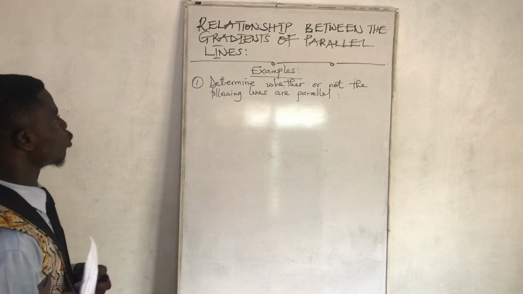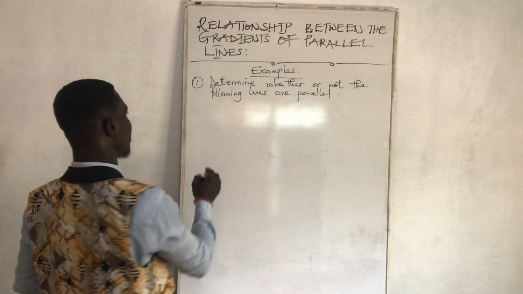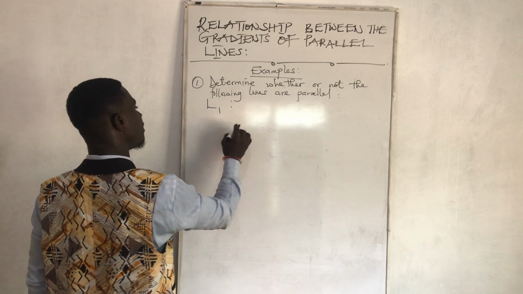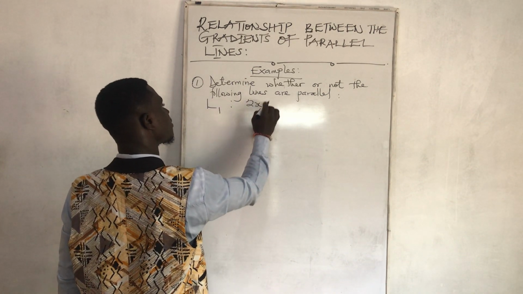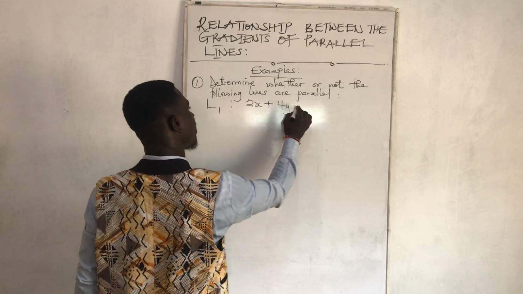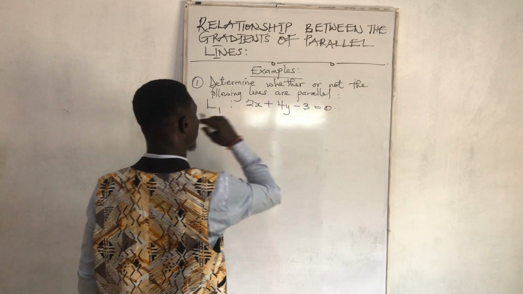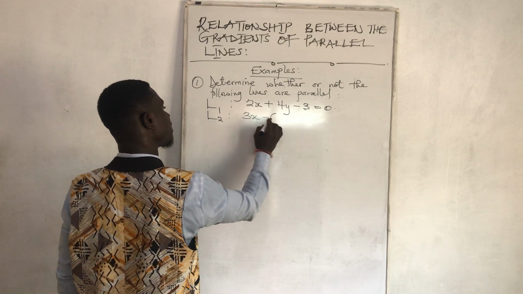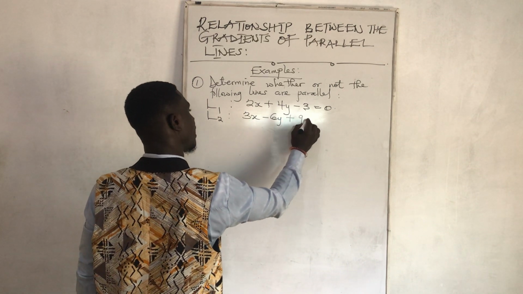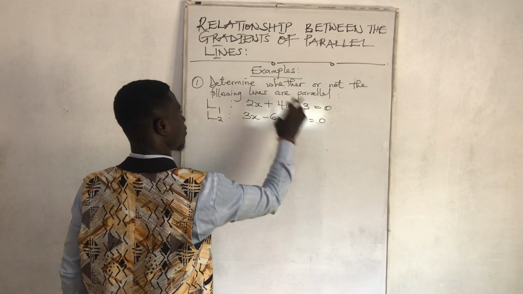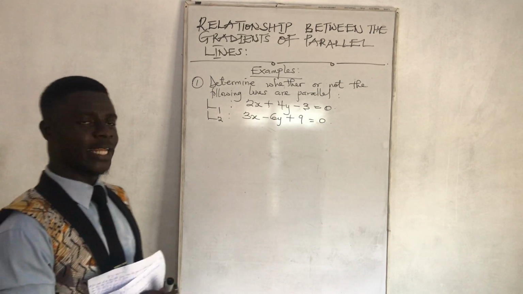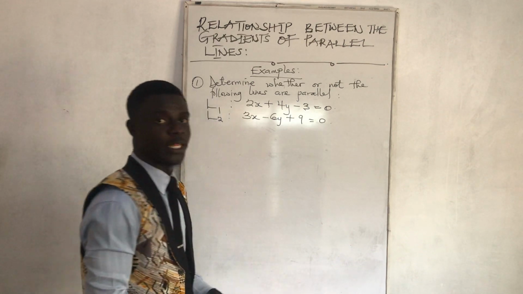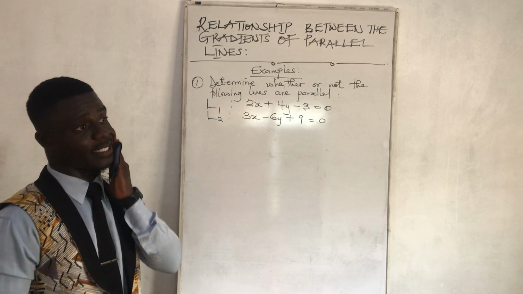Determine whether or not the following lines are parallel. We have line L1, which is 2x plus 4y minus 3 equals 0. Then line L2, we have 3x minus 6y plus 9 equals 0. So let's determine whether or not the following lines are parallel. Watch the question very carefully.